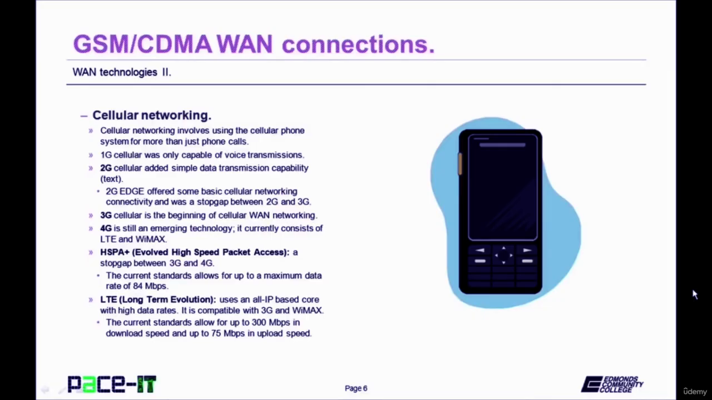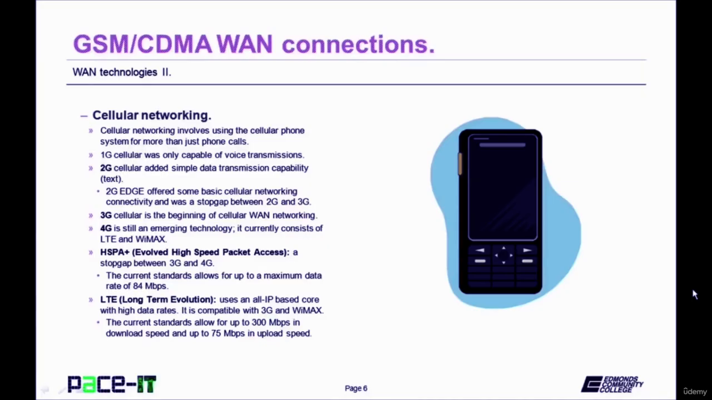3G cellular is the beginning of cellular WAN networking. It's giving way to 4G cellular, which is still an emerging technology. 4G currently consists of both LTE and WiMAX. As a special mention, we need to talk about Evolved High-Speed Packet Access, which is HSPA+. It was a stopgap between 3G and 4G networking.